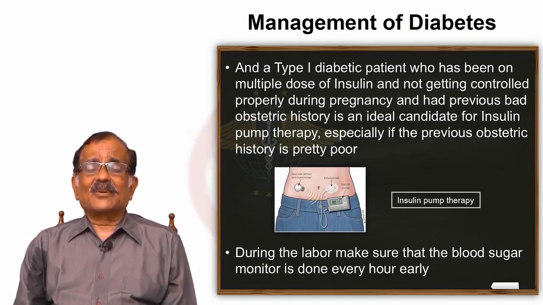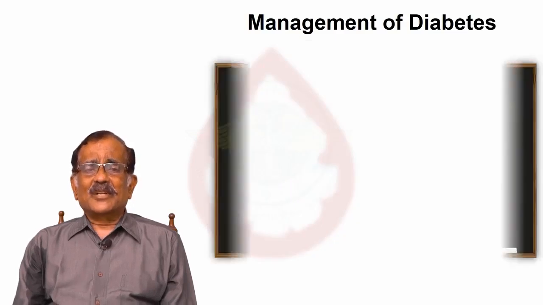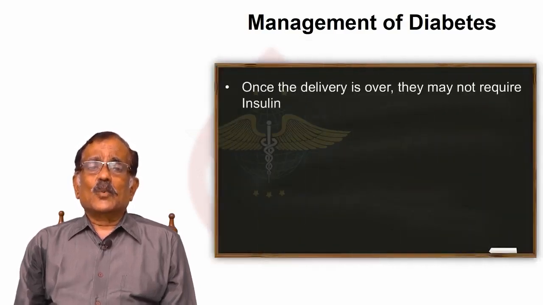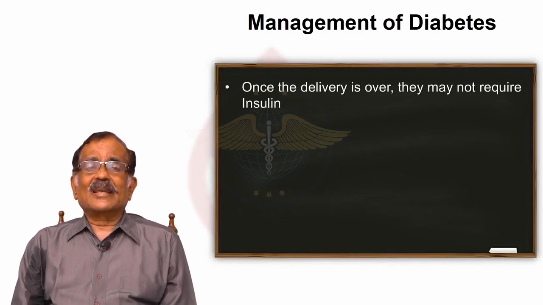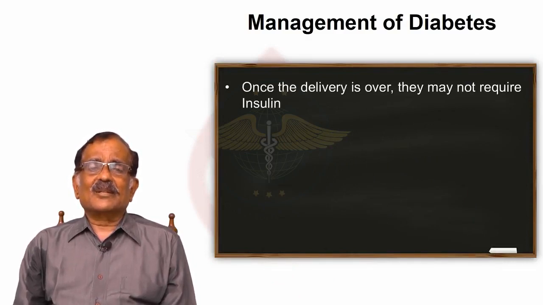Some of them may require a small continuous insulin infusion during the delivery time. All patients with gestational diabetes, once the delivery is over, may not require insulin, because the moment the placenta and all the anti-insulin hormone sources are out of the body, the blood sugar dips down, and they may not require further insulin or even other drugs for controlling the blood sugar.